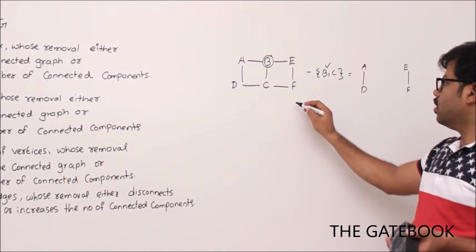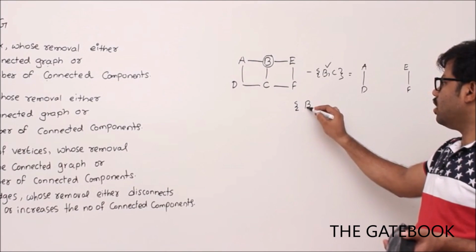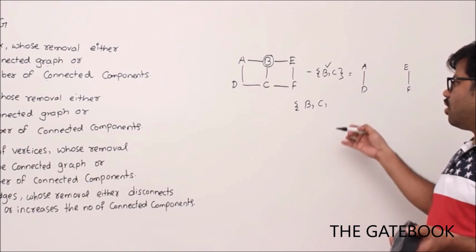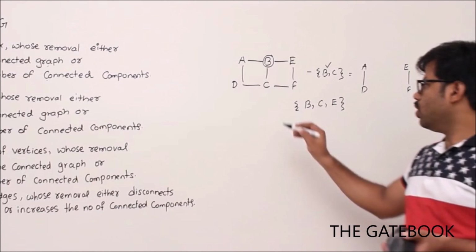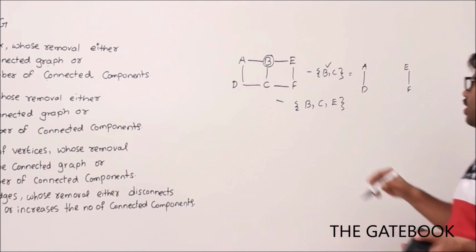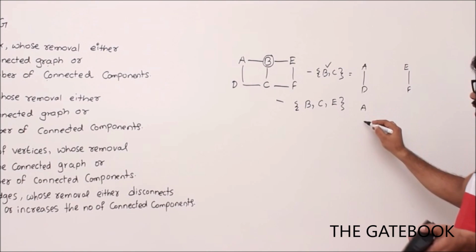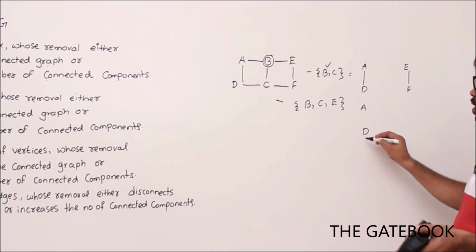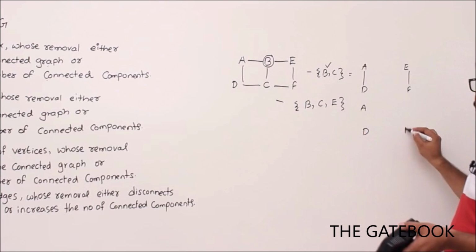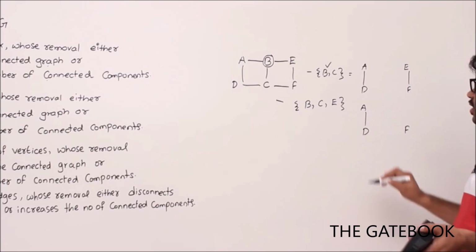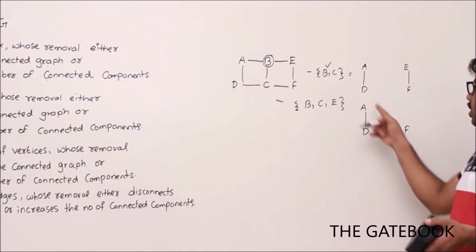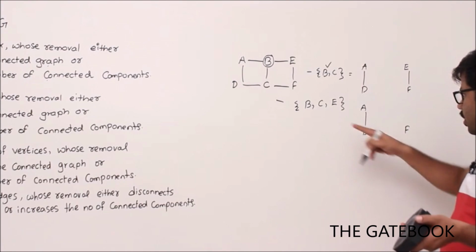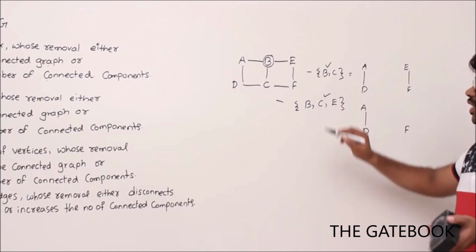What about B, C and one more vertex? Let me add one more vertex, E. Is it a cut vertex set? If you want to know, remove that BCE. Then the remaining vertices are A comma D. If I remove BCE, you get F, so between AD you add an edge. Still F is not reachable from AD. So that's why this BCE combination is a cut vertex set.